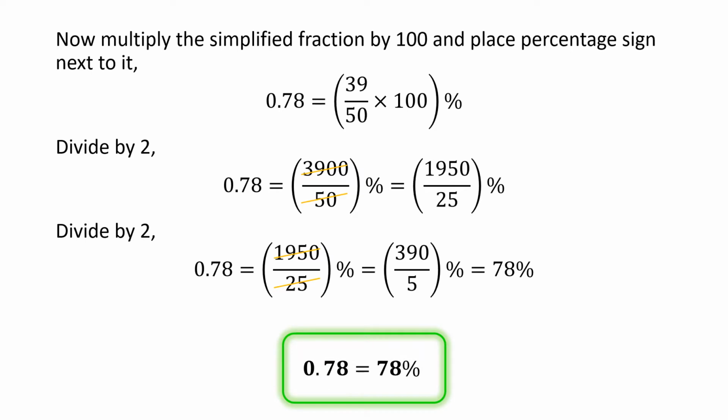Now multiply the simplified fraction by 100 and place percentage sign next to it, then again simplify the new fraction, so after further simplification here we have 78%, therefore, 0.78 is equals to 78%.